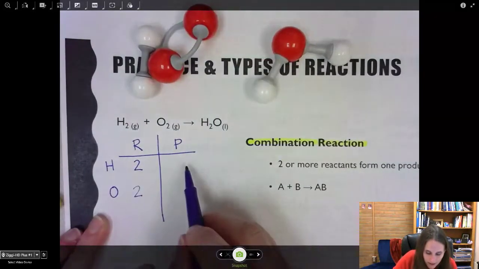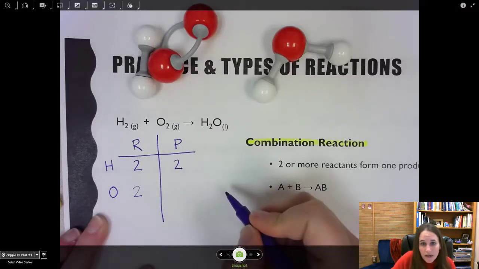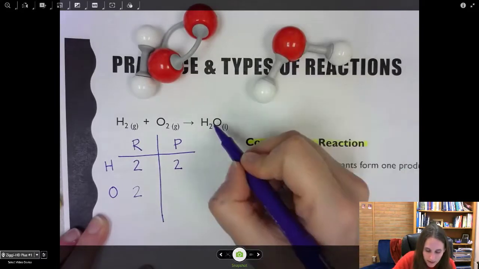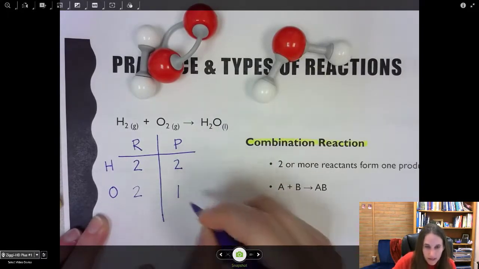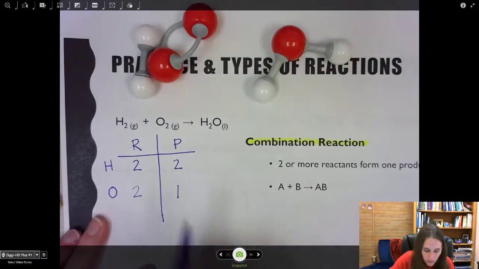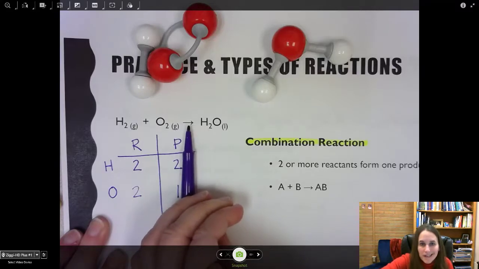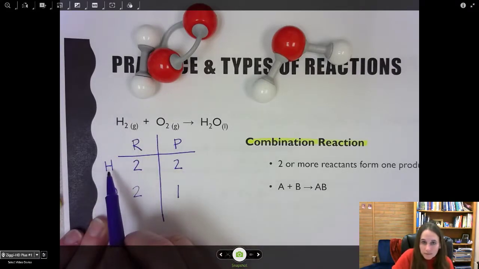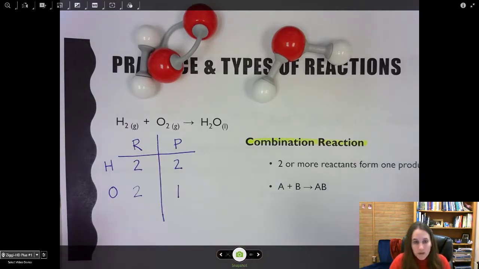On my product side, I have 2 hydrogen atoms, so those are technically balanced right now. But I only have 1 oxygen atom, and you can see it here in the formula, and also here in my model. So they're not balanced. We want all these numbers on the reactant side to be the same as our product side. So we want to have the 2 hydrogen atoms both before the reaction occurs and after the reaction occurs.